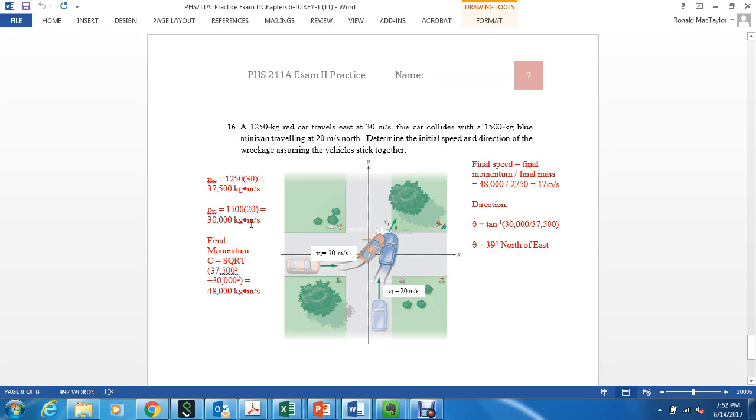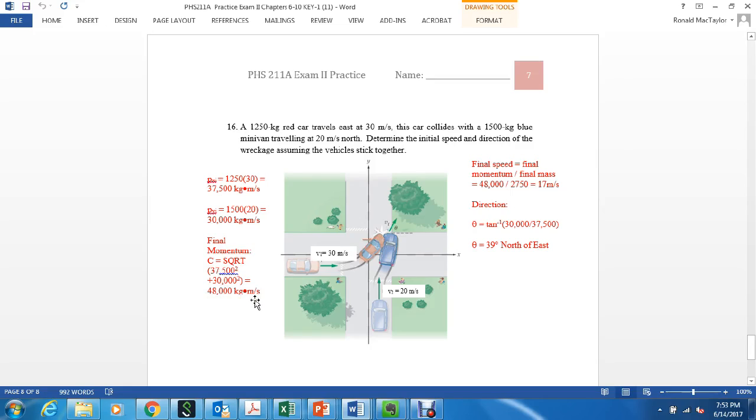Now I have 2 sides of a final momentum triangle. So the adjacent side of my triangle is the x-axis, 37,500. The opposite side, 30,000. So a squared plus b squared equals c squared. Therefore, c, the hypotenuse of this final momentum, is going to be the square root of a squared plus b squared, 48,000 kilograms times meters per second.